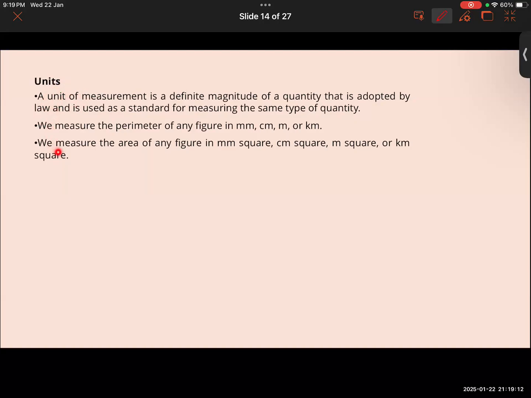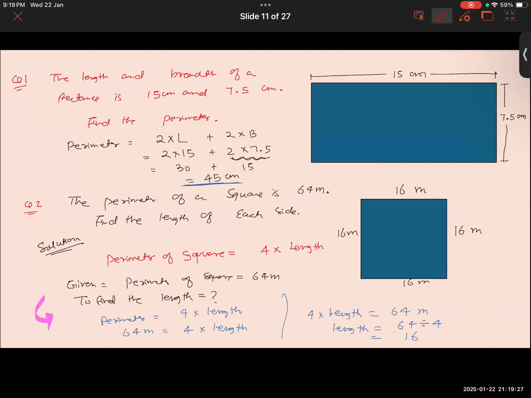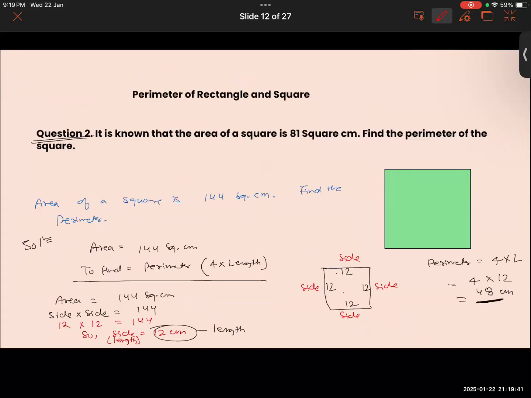Now, talking about the unit. As in our discussion, everything has some unit. Like the area has a unit, square meter. The perimeter also has a unit, like centimeter or meter. It could be millimeter also in some cases, right? It could be kilometer also. It could be decimeter, centimeter, meter, kilometer, anything.